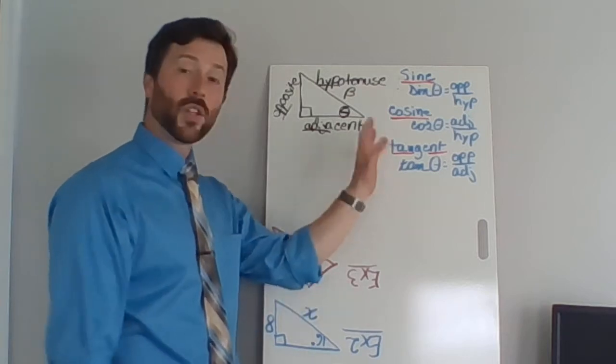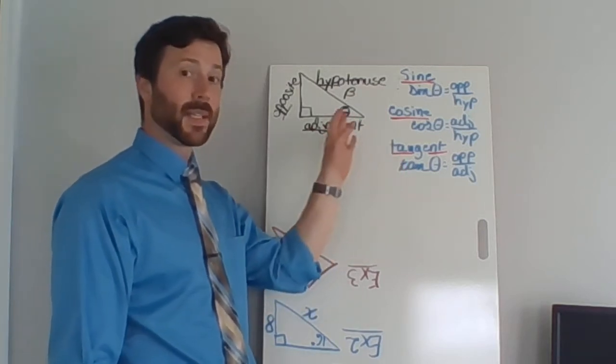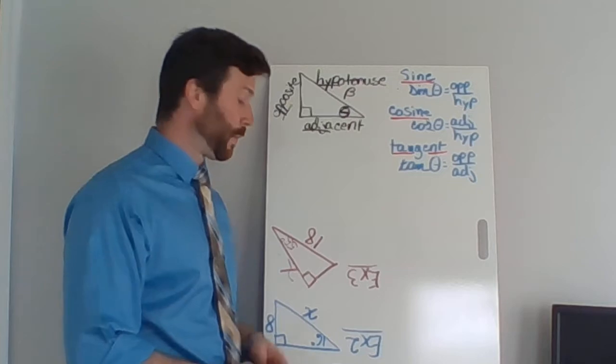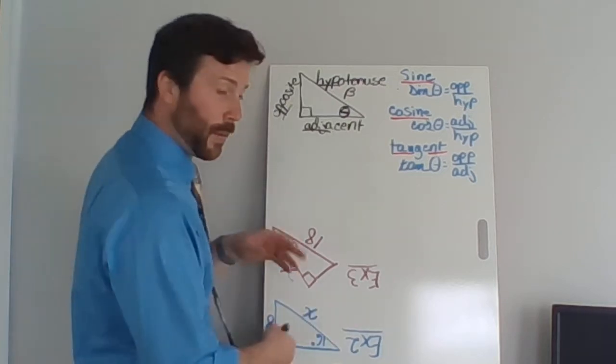Now, we can use this to find missing sides and to find missing angle measures inside of a triangle. So let's take a look at that in action, a couple of examples.